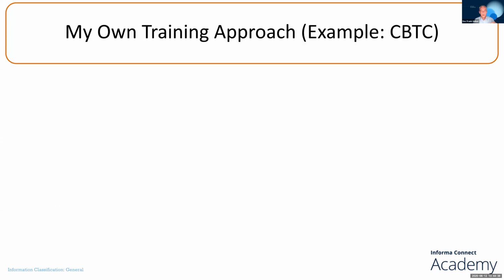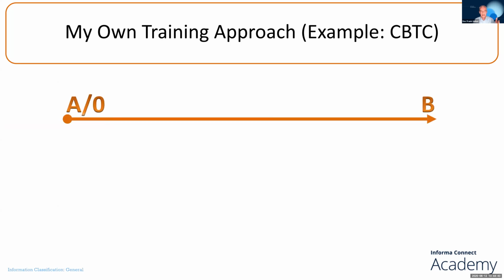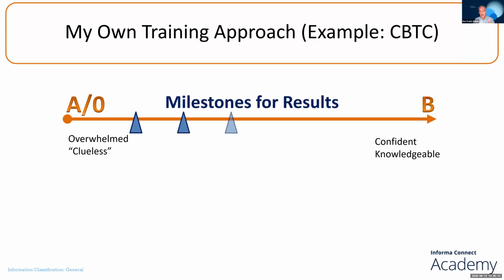So an example here for those visual learners of yours, that's the structure of my CBTC training. So I told you I get you from point A to point B, and point A could well be 0. And in this point A, you may feel overwhelmed or clueless with regards to CBTC. And on the other side, you feel confident and you feel knowledgeable. Confident means you're no longer afraid to go into a discussion with CBTC specialists, and you will stand your ground in there. So the way you get there is what I call milestones for results.